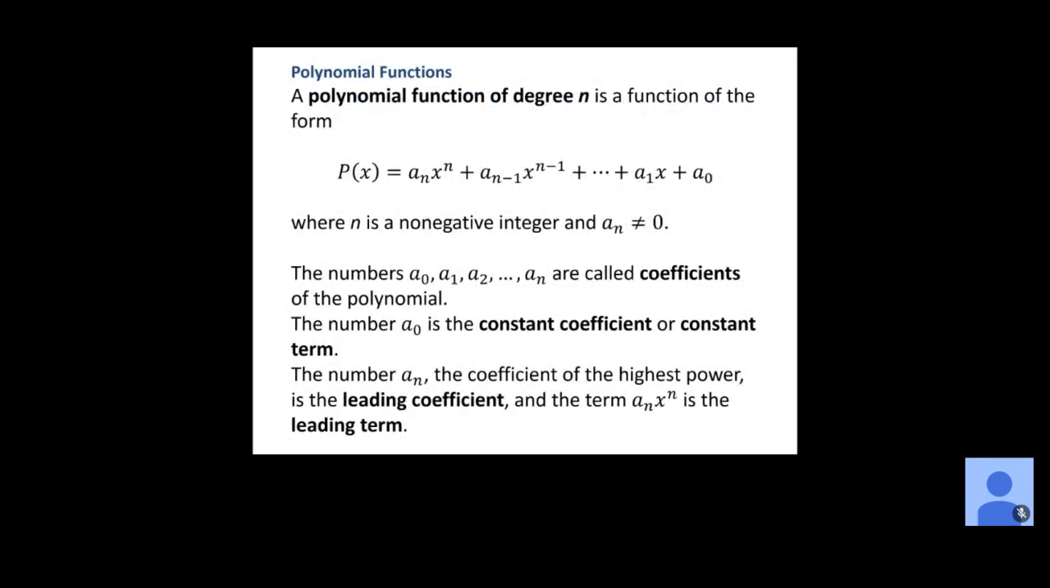All right, so a polynomial function of degree n is a function of the form p of x is equal to a sub n x to the n plus a sub n minus 1 x to the n minus 1, and so on until we get down to some a sub 0, which is just a constant term. Okay, now that form looks a little ridiculous, right?